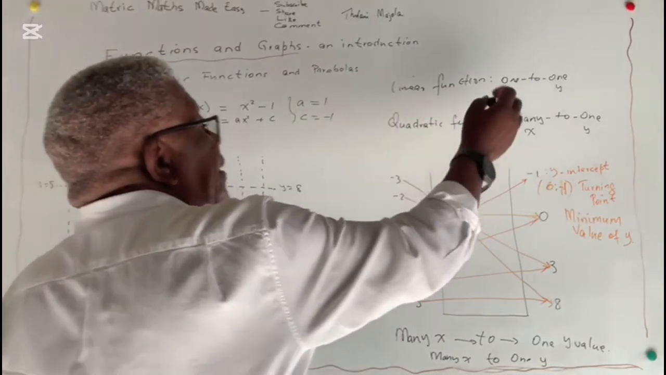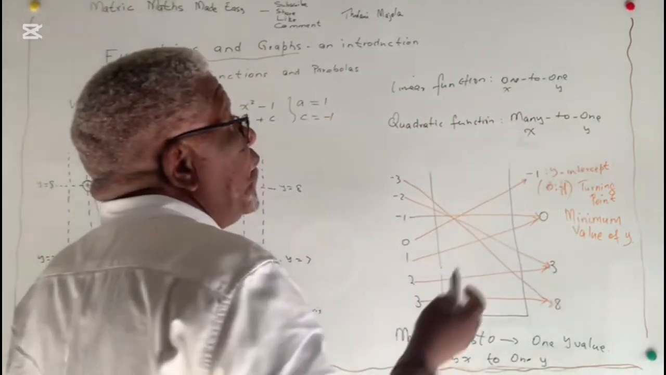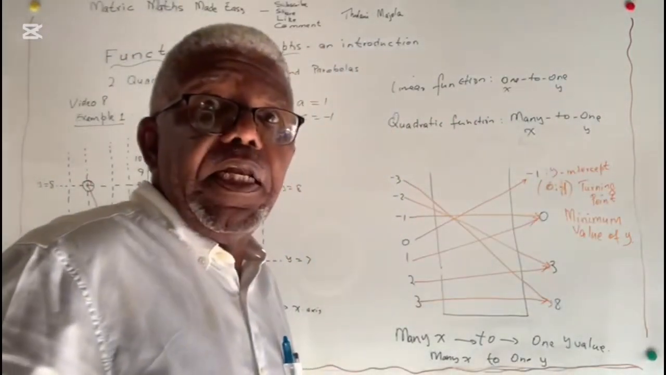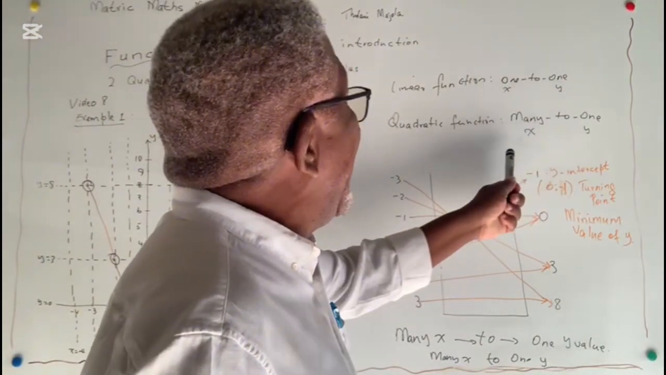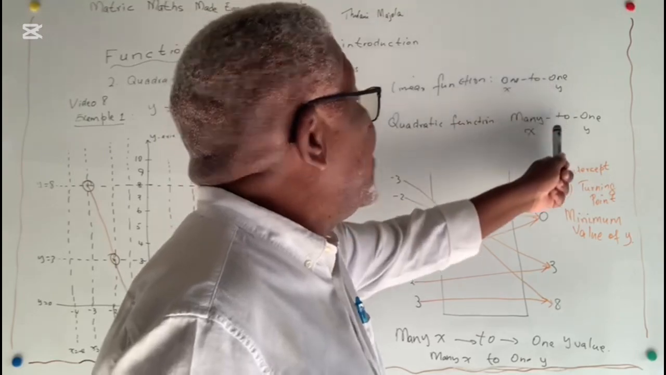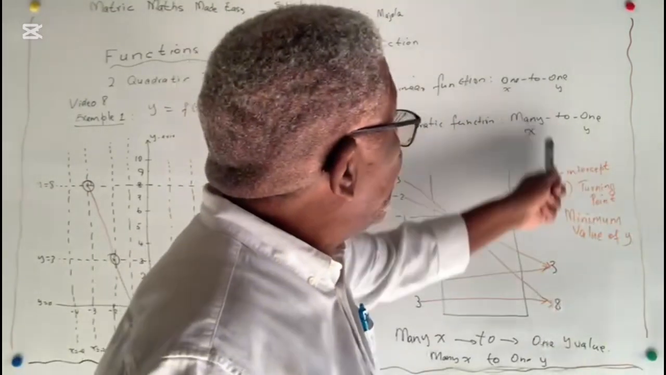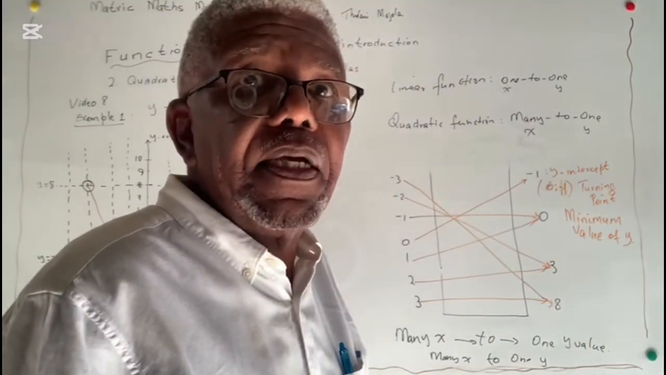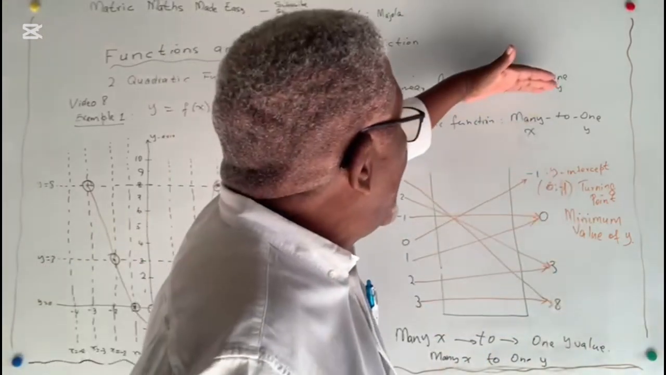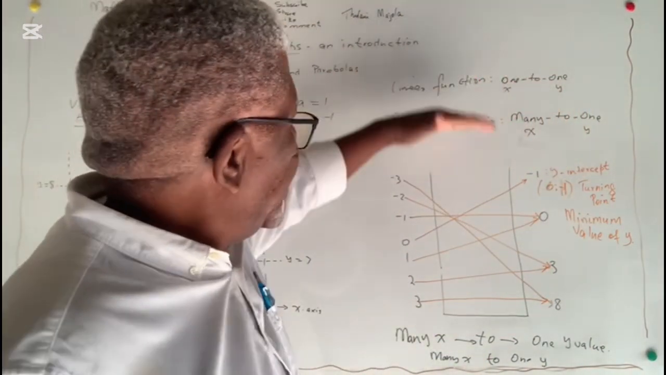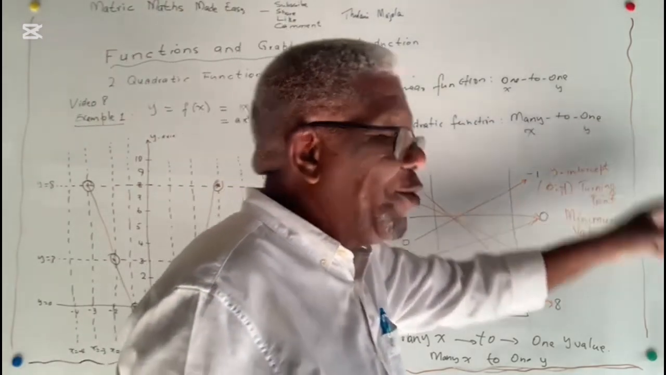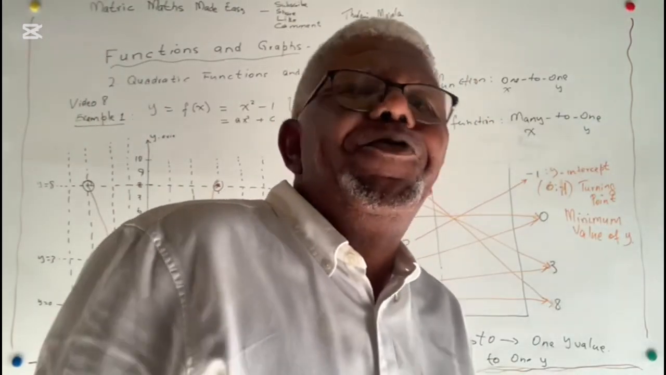These are the only functions in maths. If it's many to many, it's not a function anymore. If it's many to many, it's not a function, and 1 to many is also not a function. These are the only two functions in mathematics. Just note that one. So 1 to 1, one x value to one y value, as in the linear function, and then quadratic, many x to 1 y value.